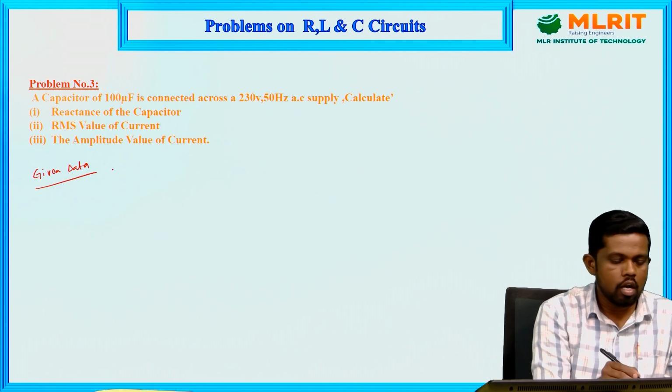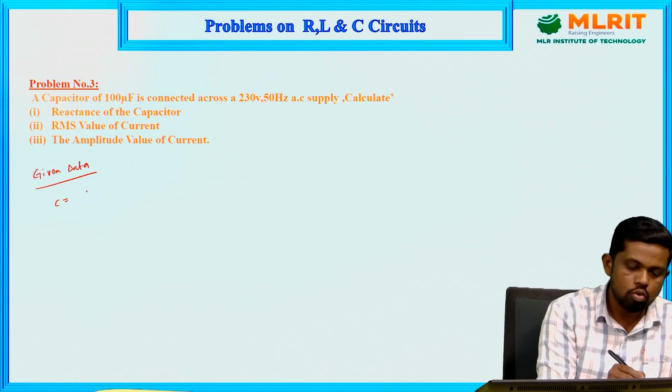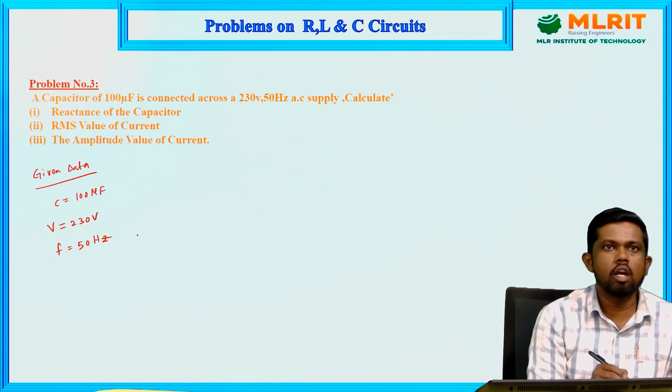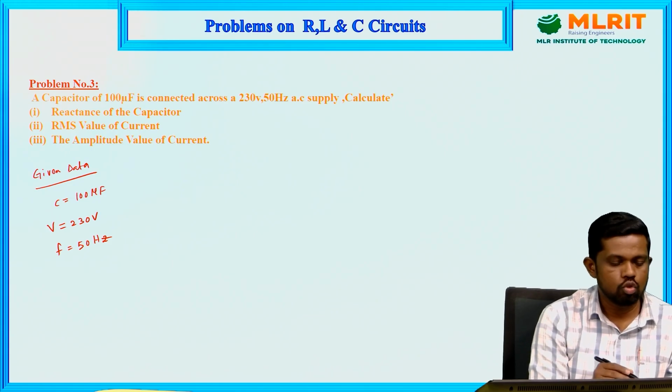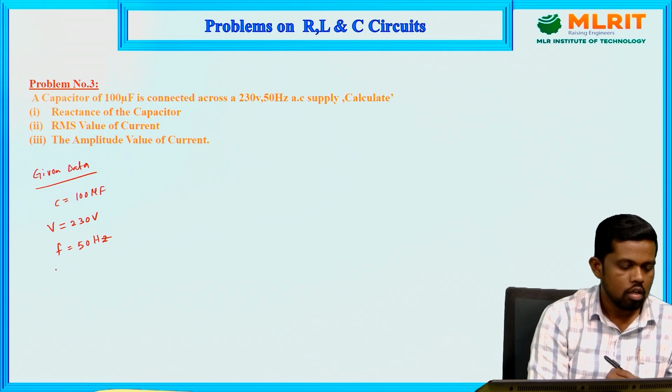In the given data, they have mentioned the C value. First of all, C equal to 100 microfarad. Then the applied voltage in terms of RMS is 230 volts. Then the frequency of the supply is given as 50 hertz. So for this data, we need to go through these parameters. We need to find these 3 parameters. So that is the very first one.